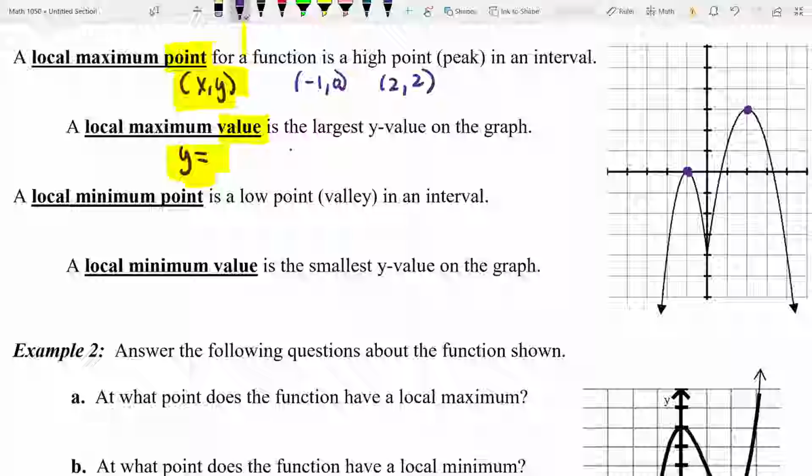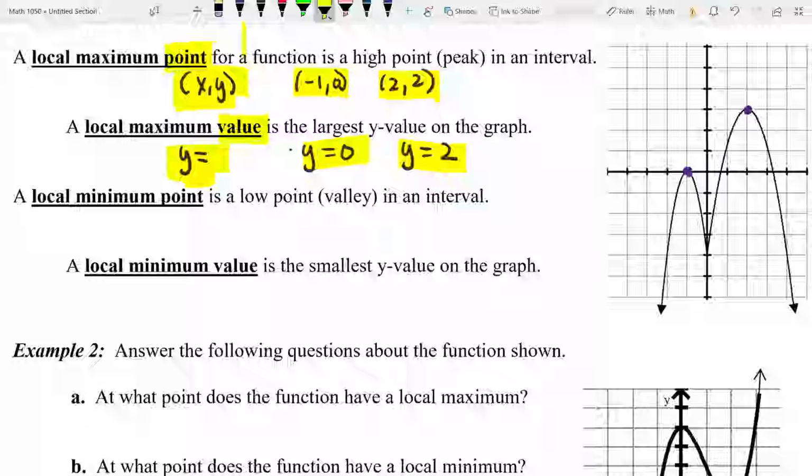So who cares which one's higher, or that one is higher. And then the next one is find the local maximum value. So the first one would be y equals 0, and the second one would be y equals 2. So it's just the y values of those local maximum. And if it says min, it's the same thing, okay?